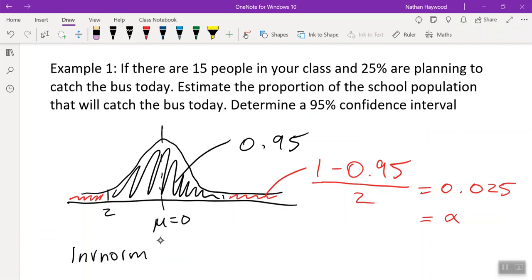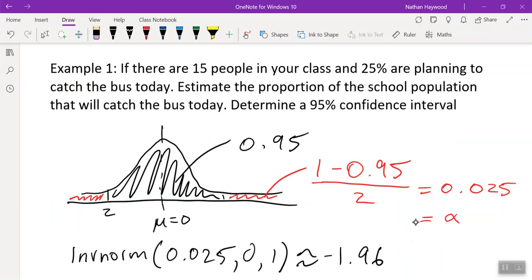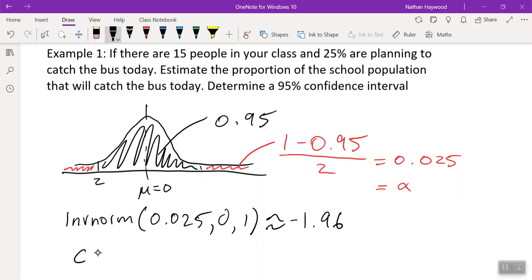So if you want to write down the shortcut, you can as well. It looks like this: the area, comma, the mean, comma, the standard deviation. It's 1.96. Now we use the formula. So it looks like this: the confidence interval is p hat, which is the sample proportion, plus or minus the z-score, times the standard deviation of the sample.